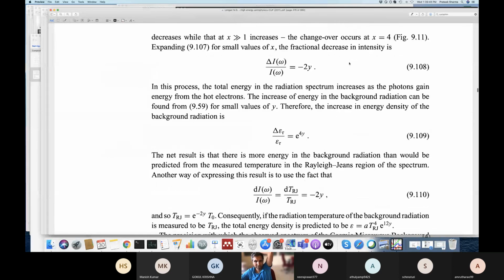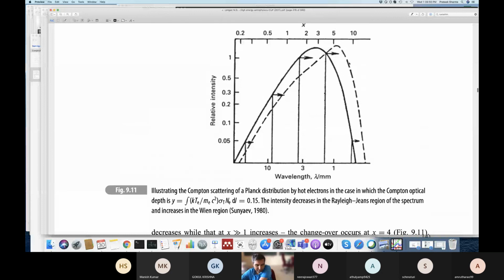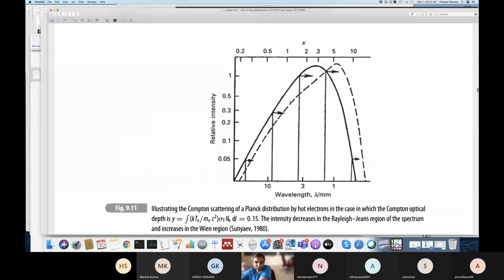For example, this is the example that I talked about. You have this CMB spectrum in black, which is not scattered. This is the CMB spectrum. But if you're looking towards galaxy clusters, the Compton-y parameter is small, right? It was like 10 to the minus 4 or a few times 10 to the minus 4.